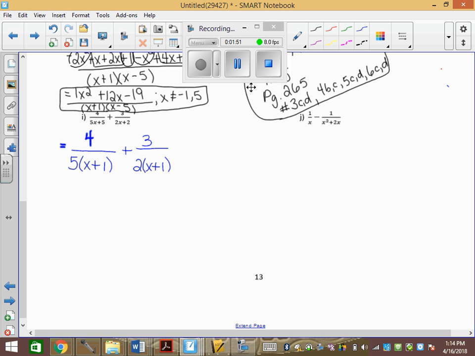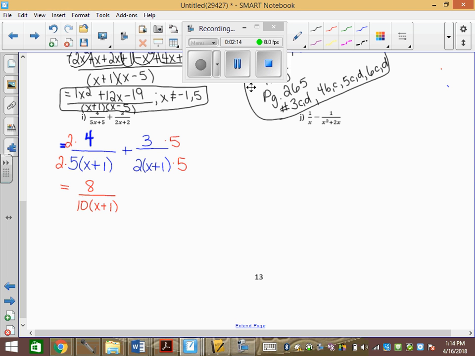So I'm going to multiply this one by 2 and 2. And I'm going to multiply this one by 5 and 5. Because they just have coefficients of numbers. So on the top, I'm going to get 8. And on the bottom, I'm going to get 10x plus 1. Do I put my denominators together? Do I distribute them back in?